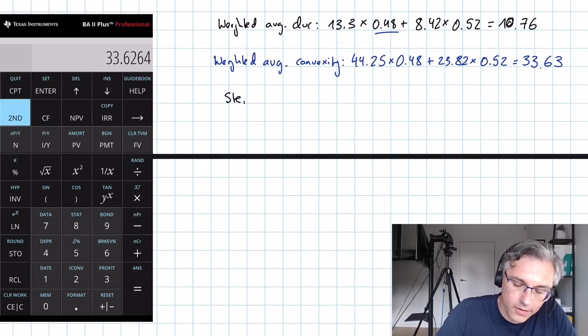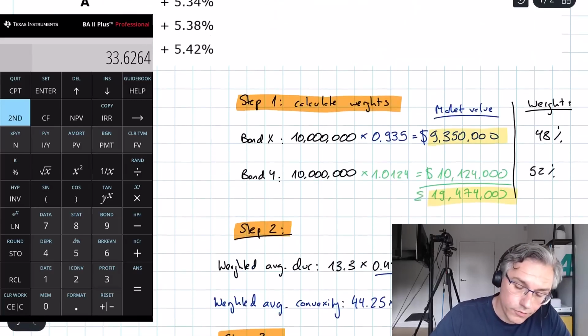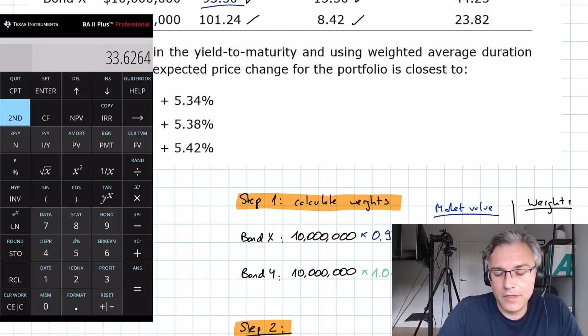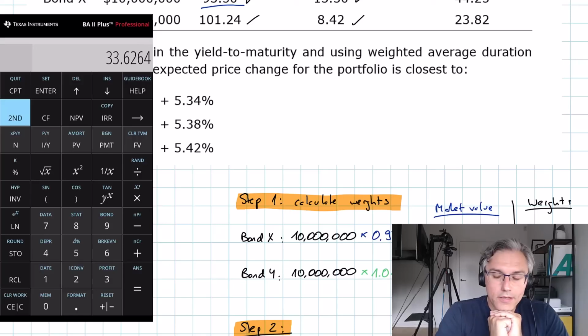Good. Now, we've got the weighted durations and the weighted convexity, so now step 3 is going to be to actually calculate the impact on the price of the bond. After all, that's what we were asked about. For a 50 basis points drop in the yield to maturity, kind of the whole curve, and using weighted average duration and convexity, the expected price change for the portfolio is closest to.